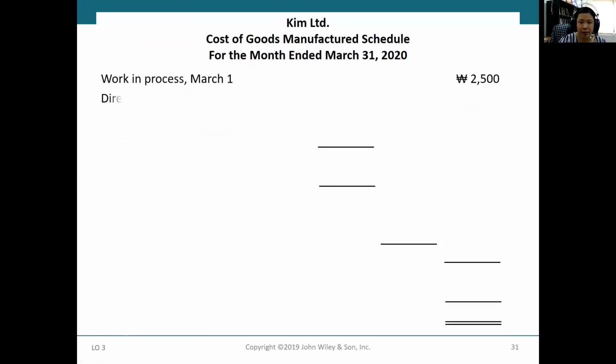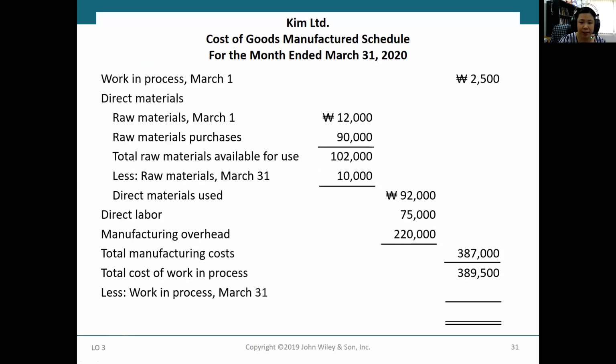Okay, so you can look at the example here. That will be the example for the cost of goods manufactured. Okay, so I'll stop the recording here.